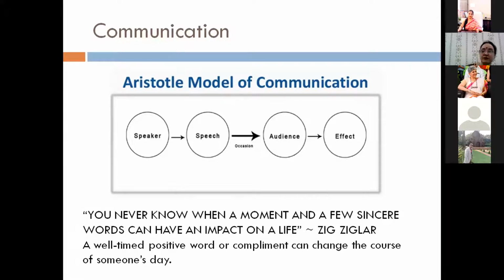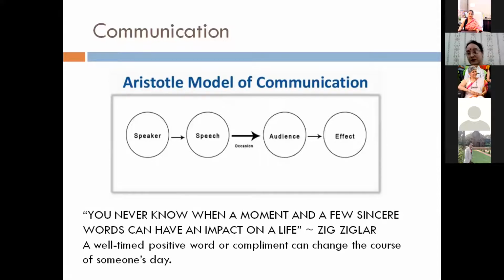So you never know when a moment and a few sincere words can have an impact on a life. Like there was a teacher of mine, who always said, I know, Sushma, you would excel in your life. You would do very well because I can see that coming across to me when you talk. And until date, I remember her words exactly the way she said it.